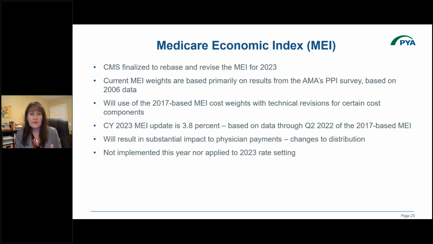So because of the substantial changes that would occur at the specialty level versus the entirety of the physician fee schedule, because it doesn't impact the entirety of the physician fee schedule, it just impacts components of it, individual practices or individual specialties might be impacted by that change. So they're not implementing it so that they can have some transparency on that ahead of any change.